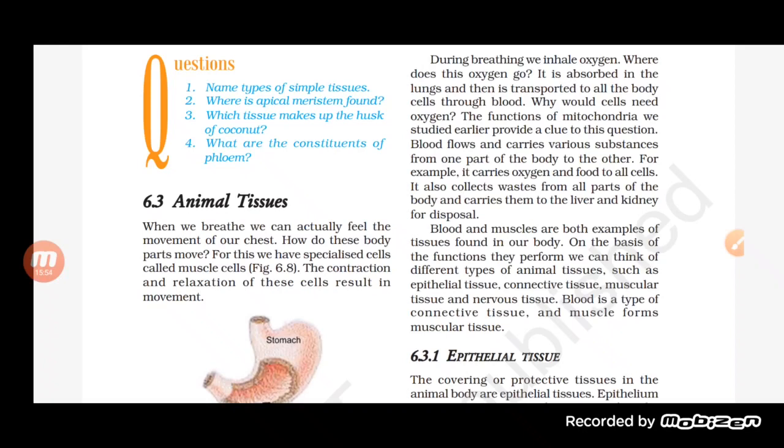Now see here, the blood and the muscle, both are what? Both are good examples of the tissue which is found in our body, and basically they perform different kinds of functions. And on the basis of that, we have classified the animal tissue into 4 different types. One is epithelial tissue, second is connective tissue, third is muscular tissue, fourth is nervous tissue. Okay, so these are the 4 different types of tissues.